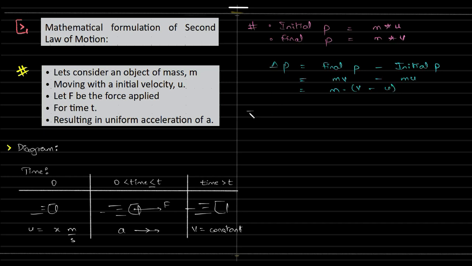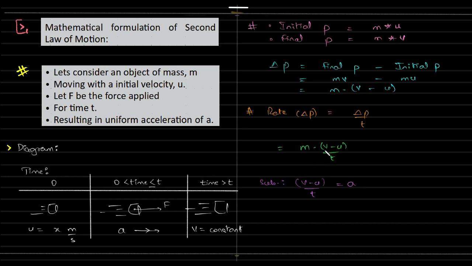The next thing is rate of change in momentum. That is nothing but change in momentum divided by time. Remember, rate of change in momentum is whatever change in momentum we have, divided by time. That's it. So m into v minus u by t. What is v minus u by t? Try to recall, v minus u by t is nothing but a.